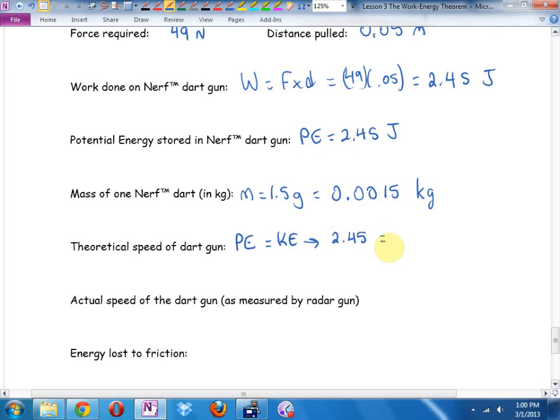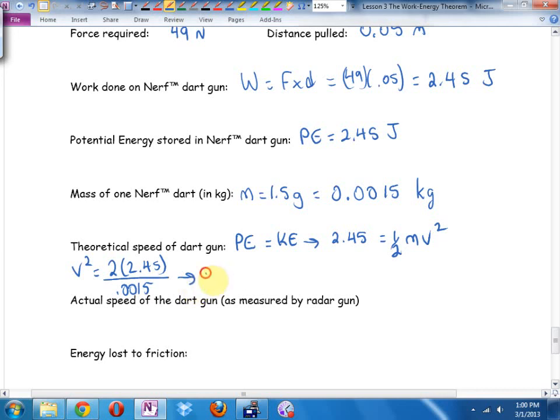A half mv squared. And folks, we want to get the v by itself. I can ignore the 1. What's the 2 doing? Dividing, yes? So how will I move the 2 over? Times. What's the m doing? Timesing. So how will I move the m over? So I think I'll get this. v squared equals 2 times 2.45 divided by, what's the mass? 0.0015. Not quite done. How'd I get rid of a squared?